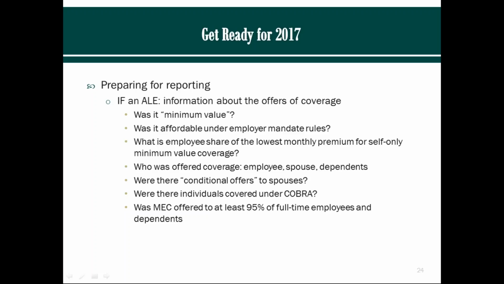Did you offer coverage to the employee, the spouse, and the dependents? Or maybe just to the employee and dependents? Actually, who did you offer that coverage to? Were people covered under COBRA? Do you have any stragglers out there? And again, did you offer MEC to at least 95% of your full-time employees and dependents?